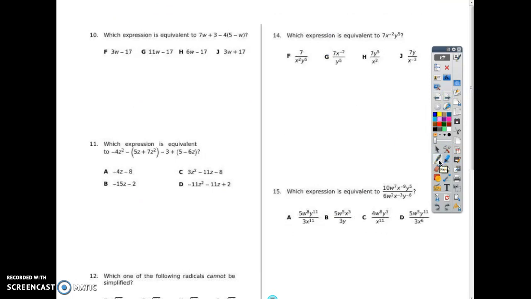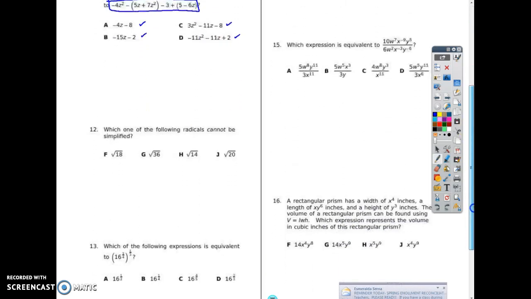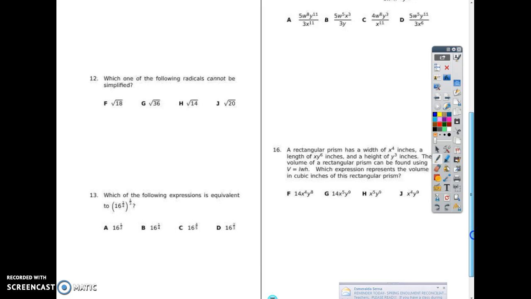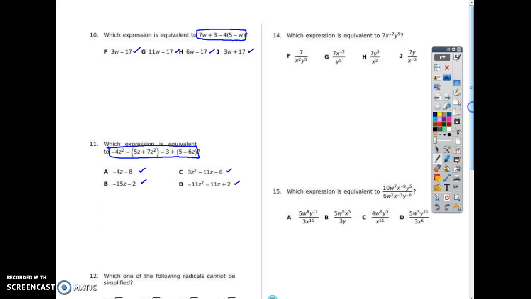Problem 10 can go in Desmos. Change those to x's. See which one matches. Same thing with problem number 11. All of that can be in Desmos with x's instead of z's. And the answer choices go in Desmos as well. The rest of these, if you have any questions, I will go over them in just a little bit. I need you to pause the video and make sure you do all of those with Desmos first before you move on.